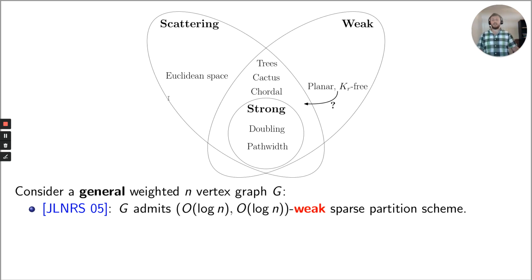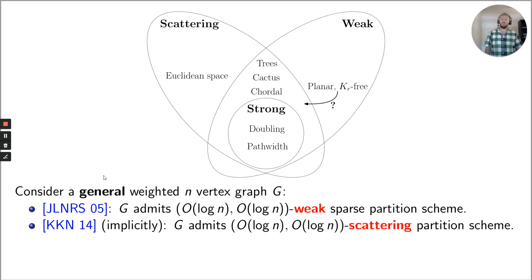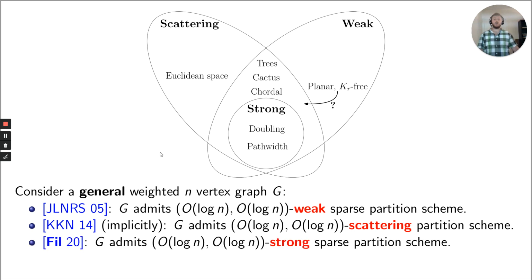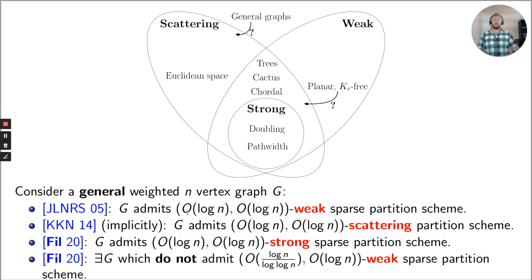First, Jia et al. showed that they admit log n weak sparse partition scheme. It follows implicitly from work by Filtser et al. that general graphs admit a log n scattering partition scheme. In this work, we combine these two results and show that general graphs admit log n strong sparse partition scheme. So this implies the first two, and we also have a lower bound showing this is essentially tight, for weak and strong sparse partition scheme up to second order terms.